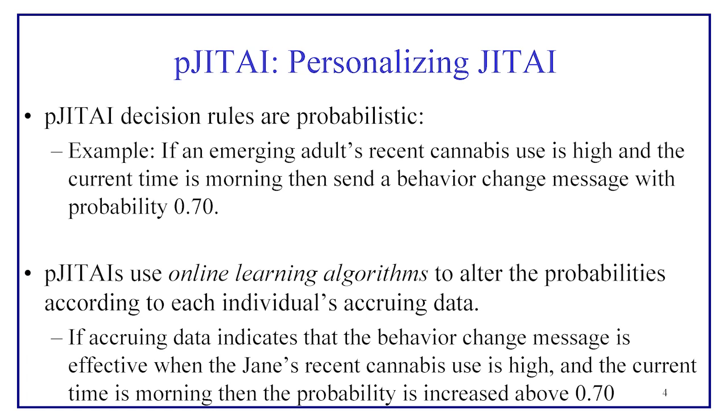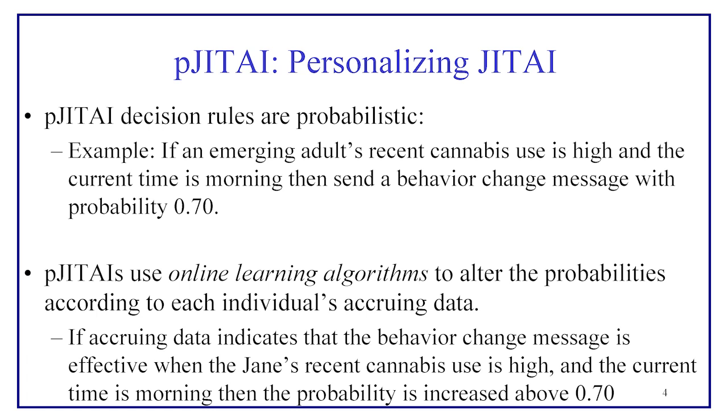The first is that the decision rules are not deterministic, they're probabilistic. So, for example, on the last slide, I said if the emerging adult's recent cannabis use is high and the current time is morning, then send a behavior change message. Here, it's probabilistic. So I would only send that behavior change message with probability 70% of the time. And there's a variety of reasons why you might be interested in this. Often we don't want to overtreat, we don't want to induce habituation to too many stimuli. So you might want to use a probabilistic decision rule for that reason alone.